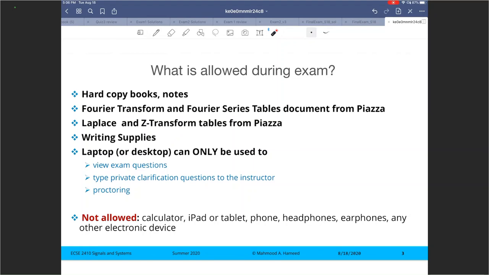What is not allowed during the exam? Well, calculator, an iPad, tablet, your phone, your headphones, earphones, any other electronic devices are not allowed during the exam. Questions about what is allowed and what is not allowed?